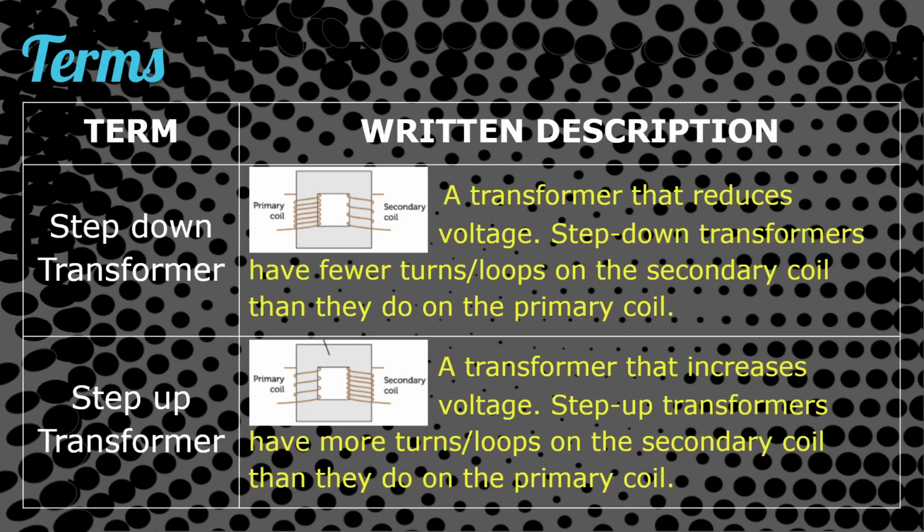The next thing we need to talk about are transformers. Transformers are devices that utilize electromagnetic induction to change the voltage. You have step-down transformers and step-up transformers, depending on whether you are changing the voltage to a higher voltage, that would be a step up, it goes up, or a lower voltage, that would be a step down. They work in a similar way. It's just the way that they are constructed is kind of opposite each other. A step-down transformer reduces voltage, and it will have fewer turns or loops on the secondary coil than it will on the primary coil.